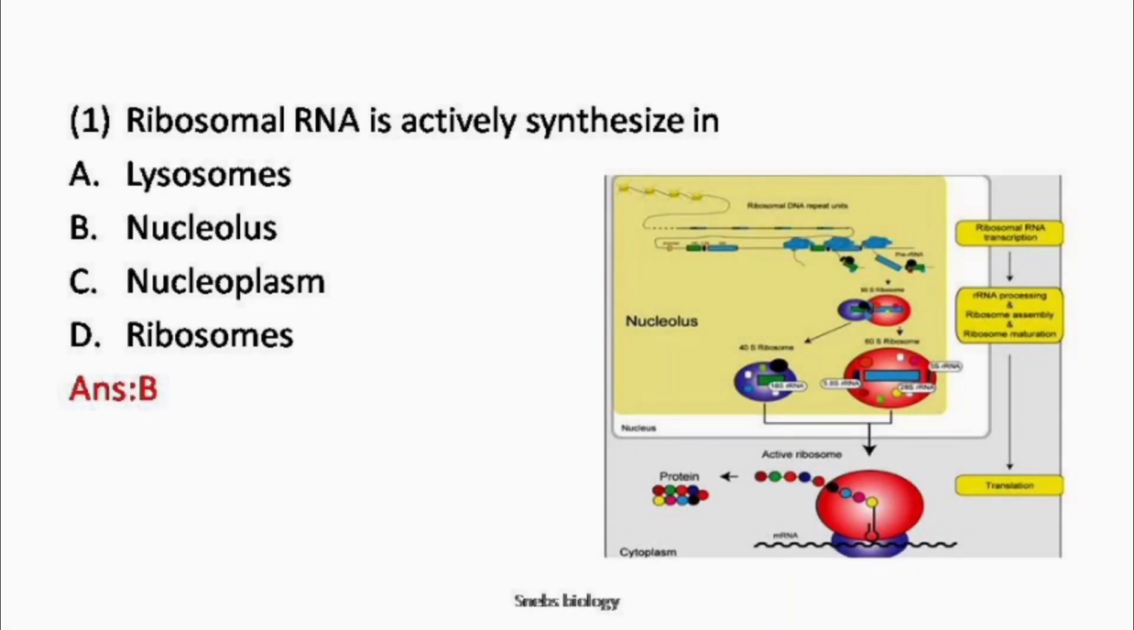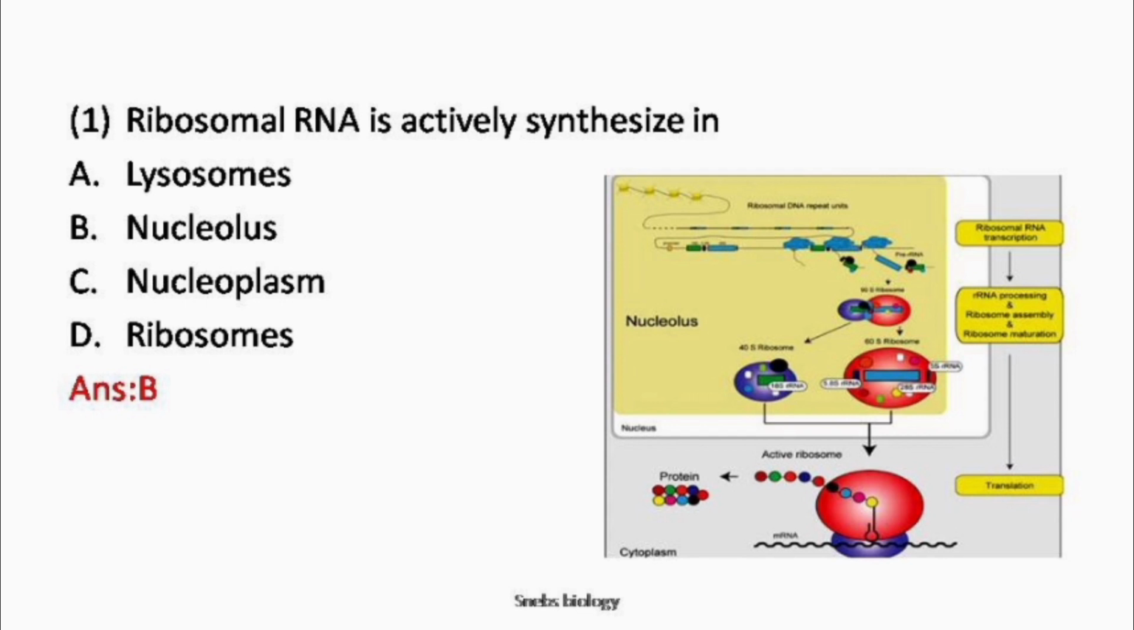Question number 1. Ribosomal RNA is actively synthesized in option A lysosomes, option B nucleolus, option C nucleoplasm, option D ribosomes. In eukaryotes, the site of synthesis of most of the ribosomal RNA is the nucleolus. The nucleolus is a naked, roughly rounded, darkly stained structure that is attached to the chromatin at a specific spot called the nucleolar organizing region, or NOR. The nucleolus is the site of synthesis of rRNA and synthesis of ribosomes.